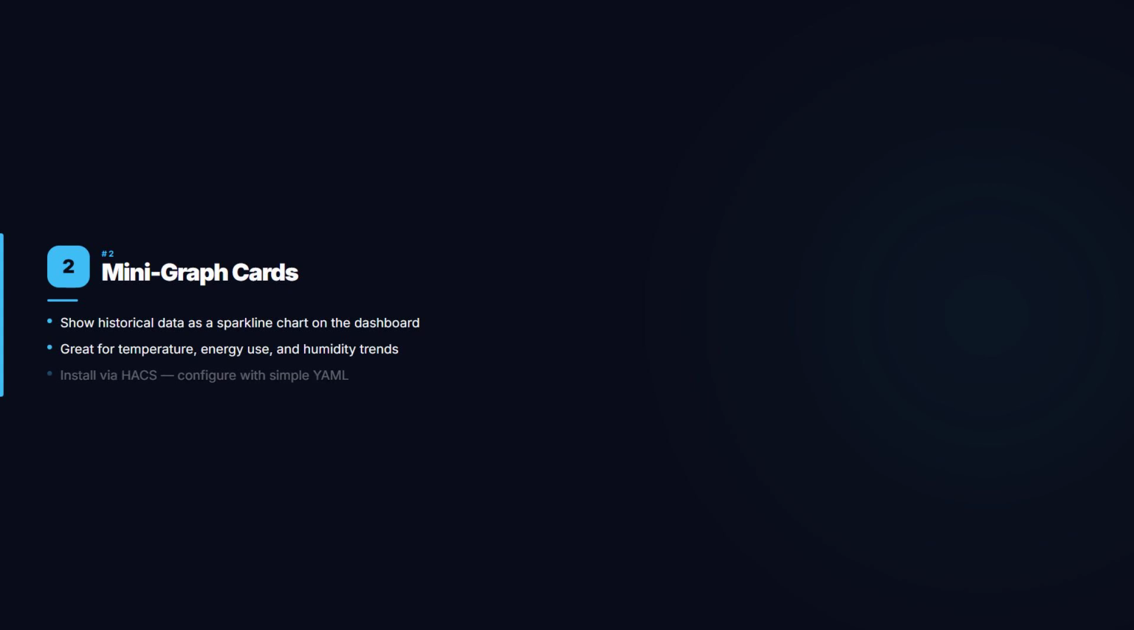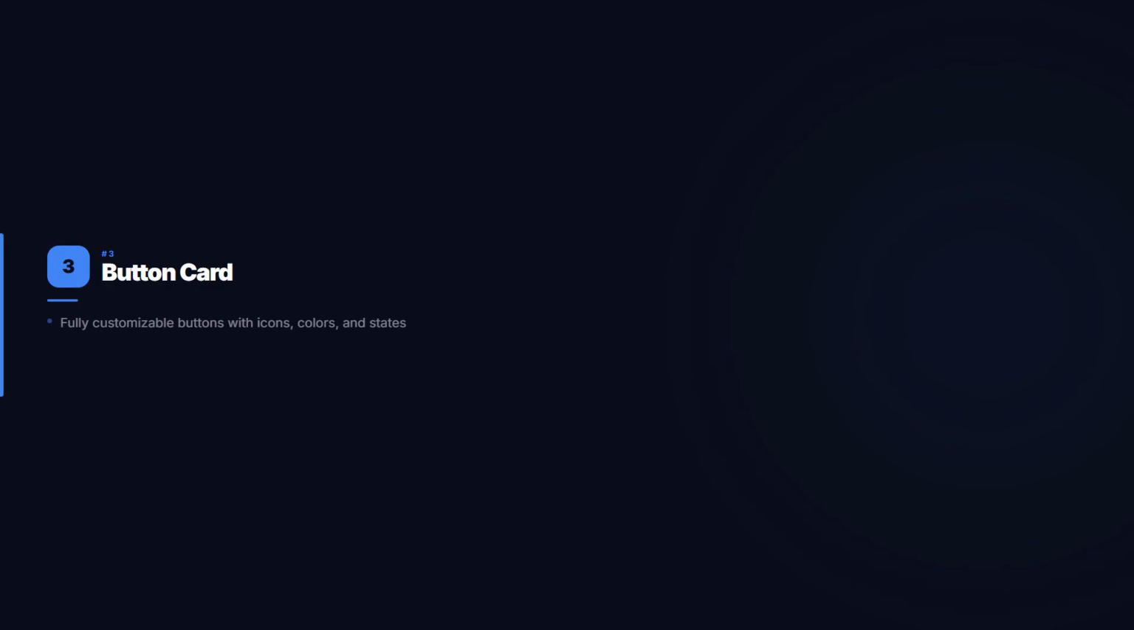Number 2. Mini graph cards. The mini graph card from HACS adds sparkline charts to your dashboard. Small history graphs that show the trend of a sensor over the last few hours or days. Add one for every temperature, humidity, and energy sensor you care about. At a glance, you can see if your bedroom has been warming up or if humidity is trending toward a mold risk.